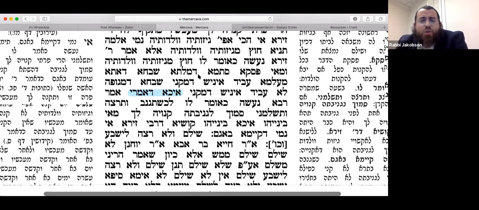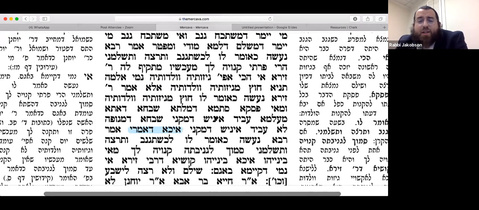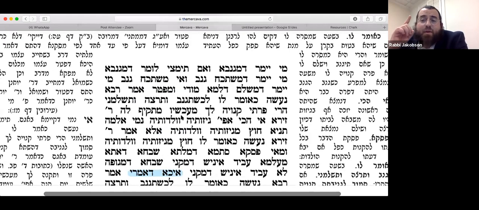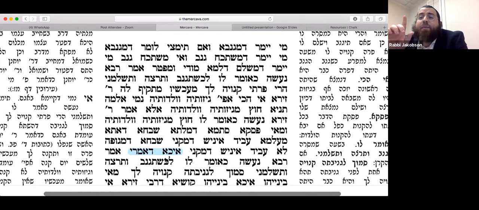So the first version goes back to Rava. Rava said that he gets the cow from the moment that it was deposited. Ika de amri, there are those that say, Amar Rava: nase ka'omer lo.